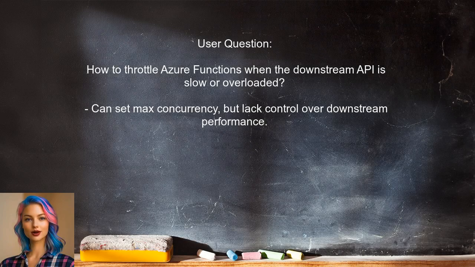Let's look at a specific scenario. One user asked about throttling their Azure function when the downstream API is slow or overloaded. They mentioned that while they can set max concurrency, they still lack control over the downstream system's performance. Sound familiar? Let's explore some solutions.